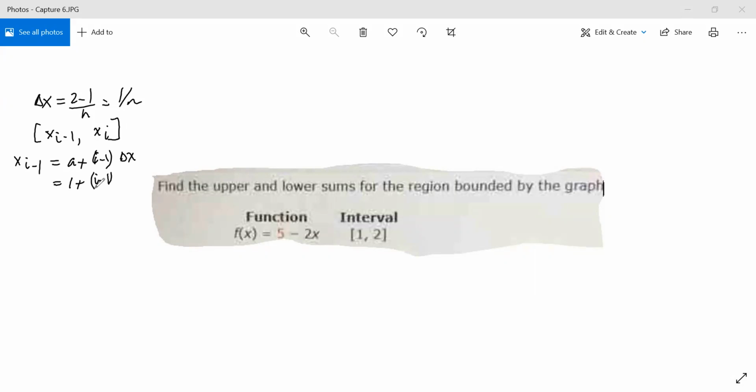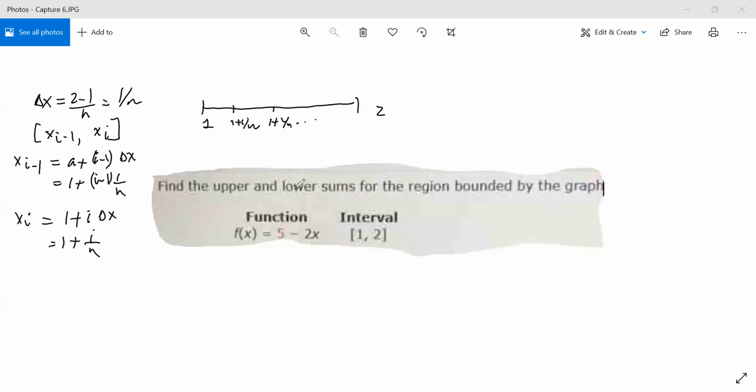times, because when you go from 1 to 2, you just keep adding 1 over n to this number here, right? So this will be 1 plus 1 over n, and then 1 plus 2 over n, and so on. So then this is 1 plus (i minus 1) times 1 over n, and x_i is going to be 1 plus i times delta x, which is 1 plus i times 1 over n, right?